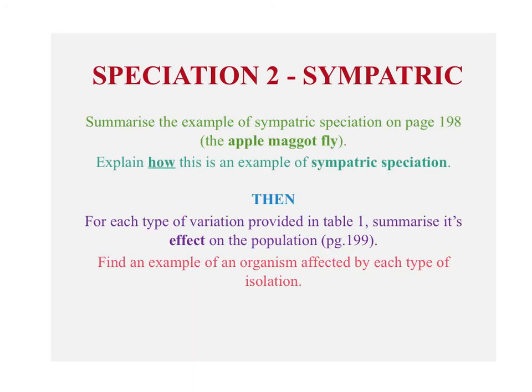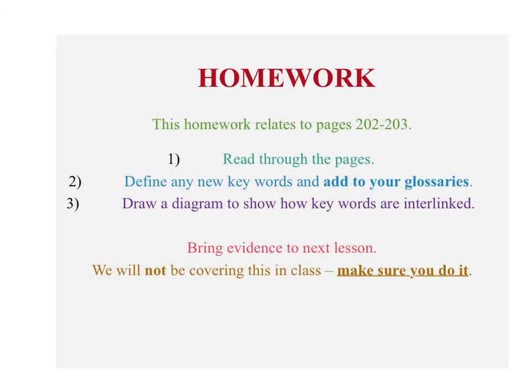But now it's your turn again. I've put some photos on OneNote of the apple maggot fly. I would like you to tell me how that is an example of sympatric speciation. And then for each type of variation in table 1, summarise its effect on the population. So again, those are photos. Have a look at those. And then find an example of an organism that is affected by each type of isolation. So we've spoken about a few. Hopefully through your own tasks this lesson you will be able to do that quite quickly.